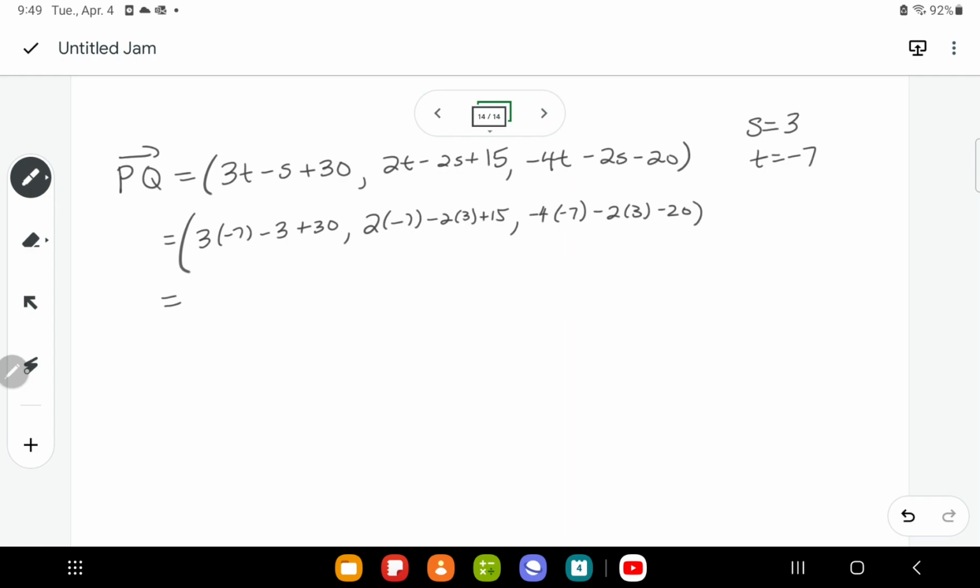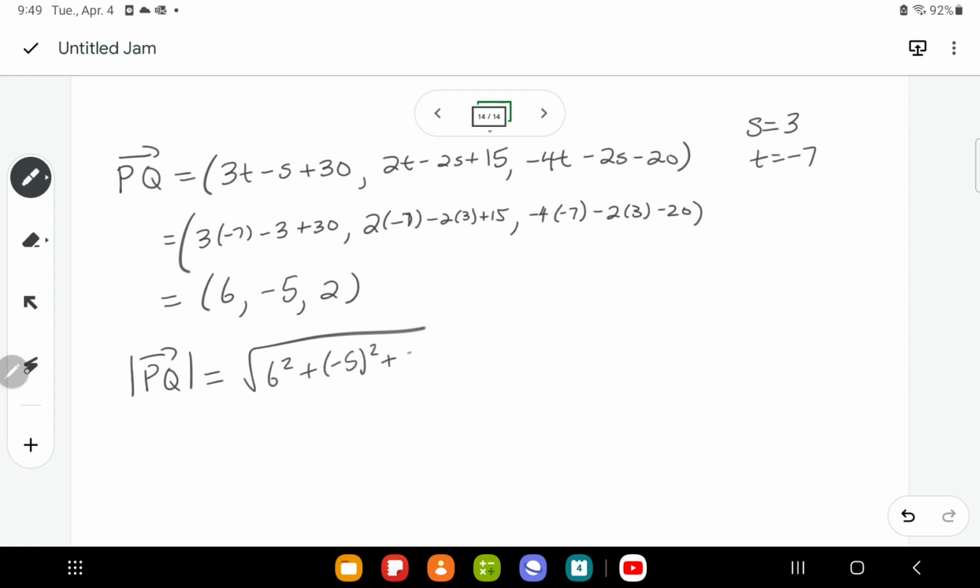So that gives us, whew, big numbers here. So negative 21, negative 24 plus 30, we get a 6 for my x component. And here we've got negative 14 minus 6 is negative 20, and then plus 15 is negative 5. And in the z's, we've got positive 28, take away 6, take away 20 is 2. So the magnitude of PQ then is going to be the square root of 6 squared plus negative 5 squared plus 2 squared. So we get root 65. Whew, that is a big one. That is the biggest kind of distance that you could be asked to do.